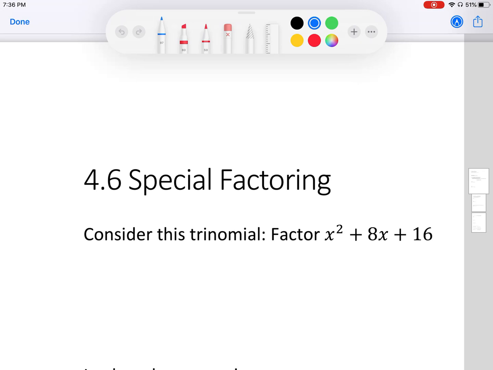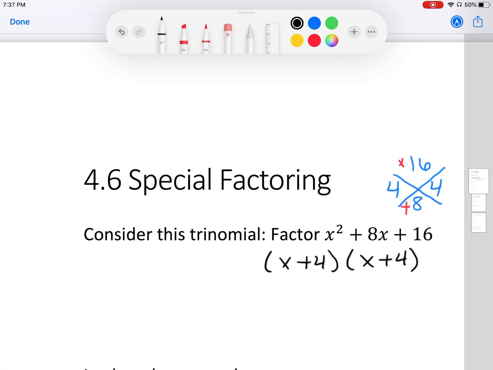And for this case, because our leading coefficient is 1, we can go about it by doing a little x to keep track of our numbers. What numbers multiply to give me 16, but add to give me 8, your middle term? So in this case, 4 and 4 works because 4 times 4 gives me 16 and 4 plus 4 is 8. So this factors to be x plus 4 and x plus 4.